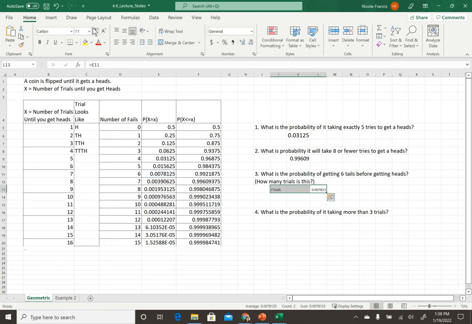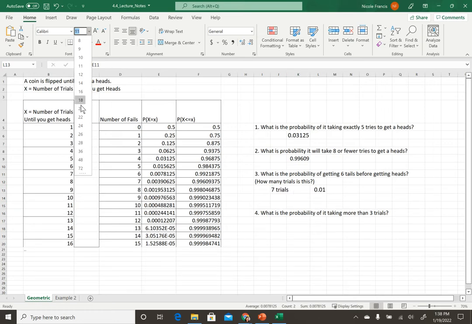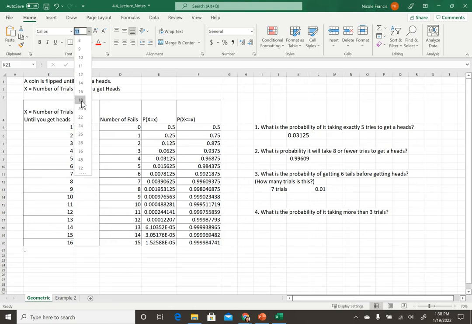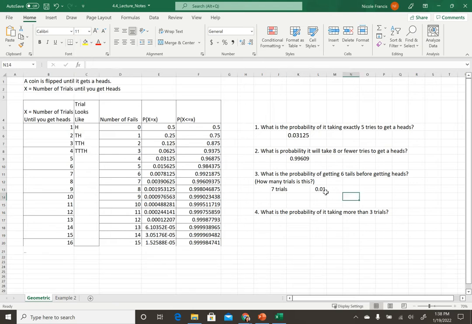I don't know what's going on, why this is automatically so small. I could try changing this, but as soon as I click off, maybe I'll change it. I don't know. So pretty small. Let's get a few more decimals. So the probability of getting exactly 6 tails before getting a head is a pretty small number.